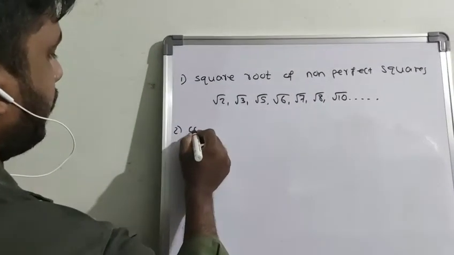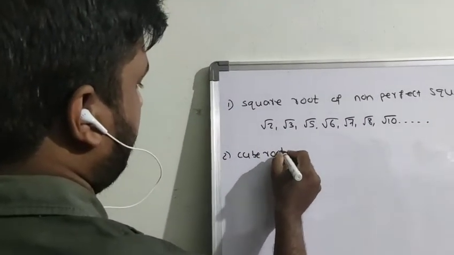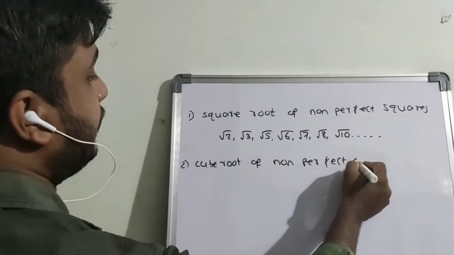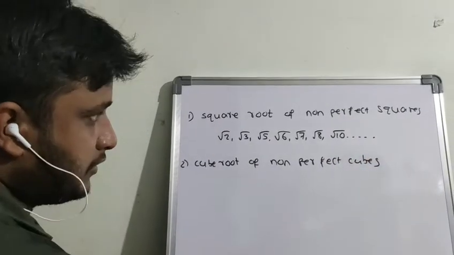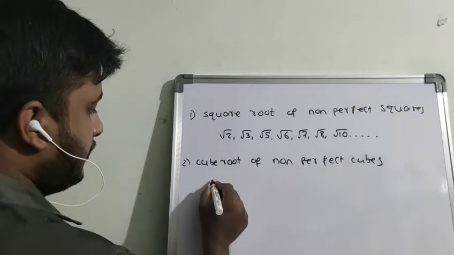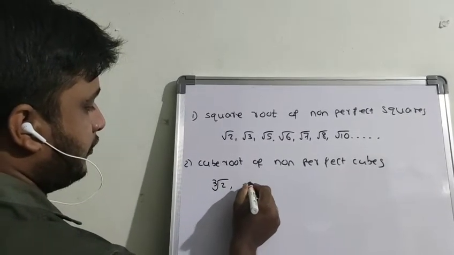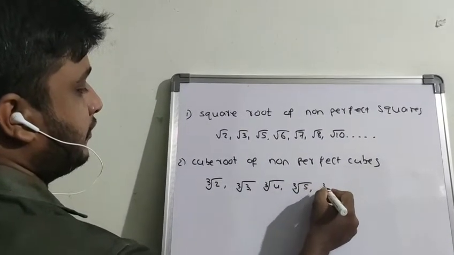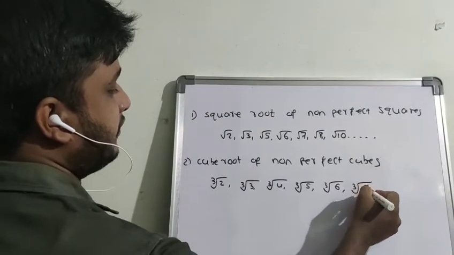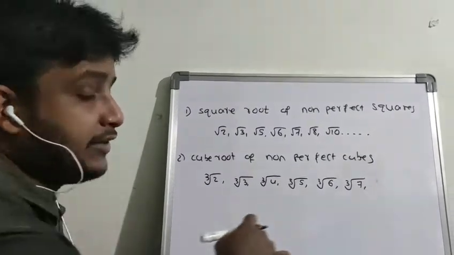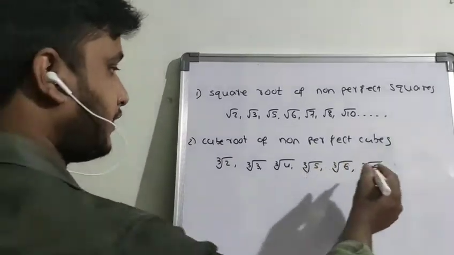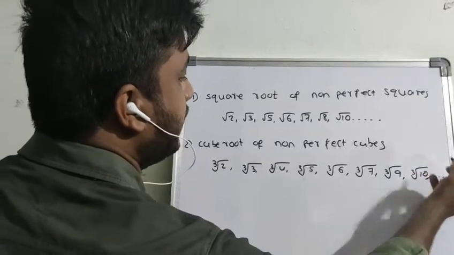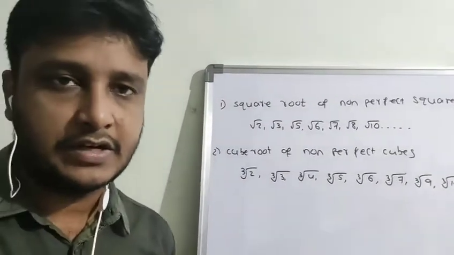Next, the cube roots of non-perfect cubes are also considered surds. That means cube root of 2, cube root of 3, cube root of 4, cube root of 5, cube root of 6, cube root of 7. Cube root of 8: 8 is a perfect cube, so the cube root of 8 is a rational number. Cube root of 9, cube root of 10, similarly all these numbers are also surds, that means irrational numbers only.